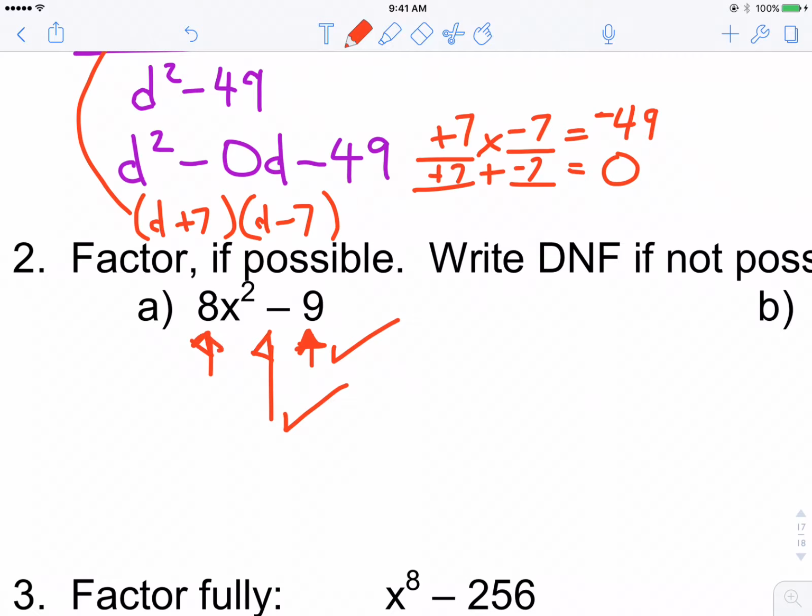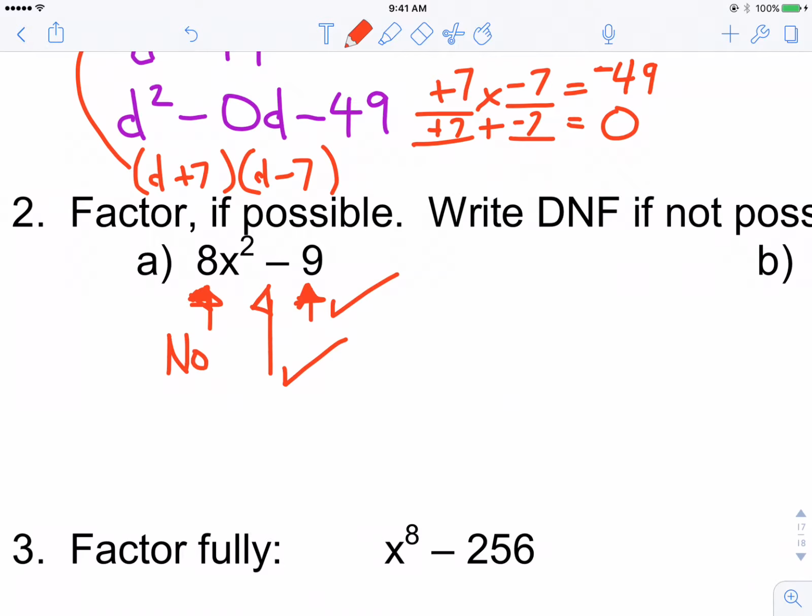I look at the first term, 8x squared. Is this a perfect square? No, it's not. This does not work. So I haven't met those characteristics. So at this point, I simply say does not factor. And I'm done.